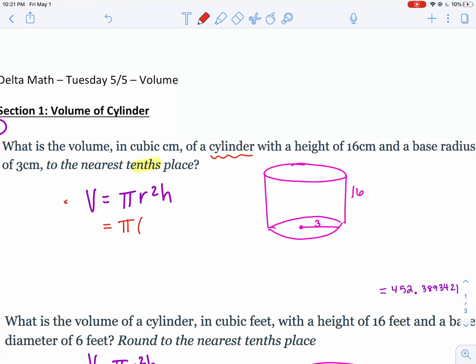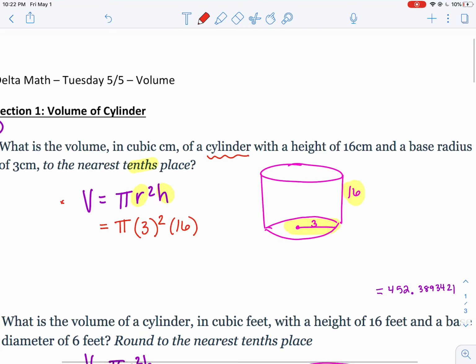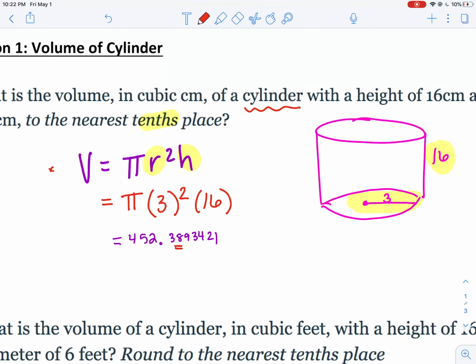The pi drops down, there's nothing to plug in for the pi. Radius needs to go in parentheses, and the radius is half of the length of the circle, so that's my radius. So that's going to be 3 in parentheses squared, and the height is how tall the cylinder is, which is 16. Now, if you have the school calculator, go ahead and type that right in the way that it is. And when you do so, you are going to get 452.38933421.